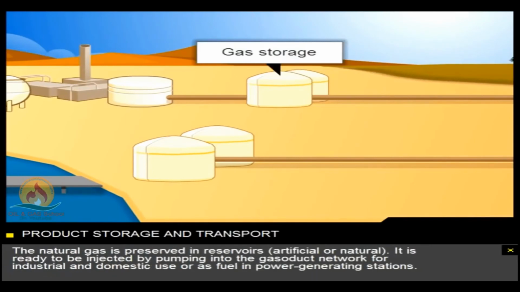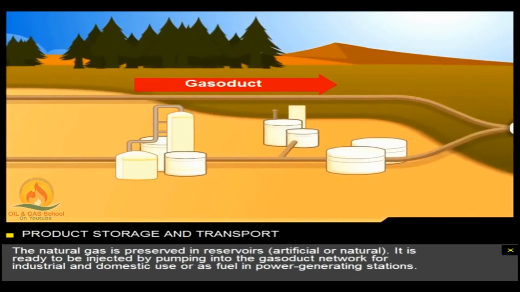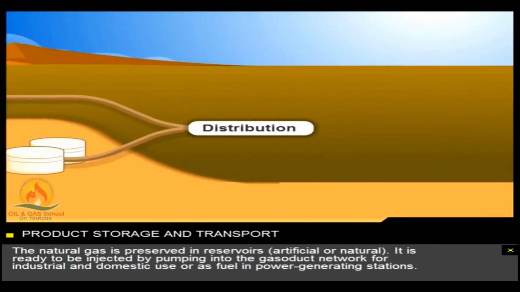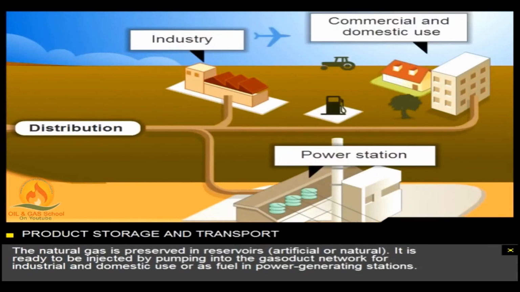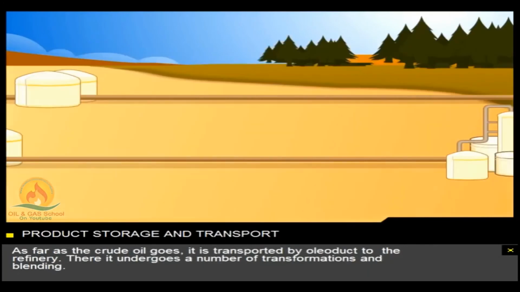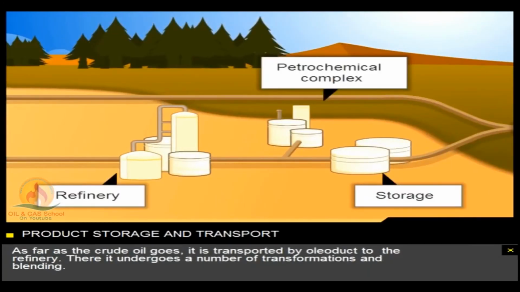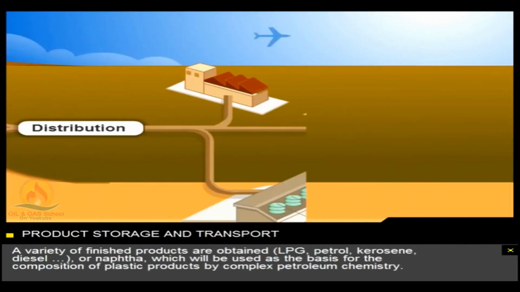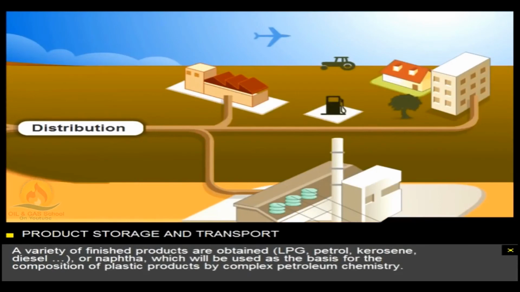The natural gas is preserved in reservoirs, artificial or natural. It's ready to be injected by pumping into the gasoduct network for industrial and domestic use, or as fuel in power generating stations. As far as the crude oil goes, it's transported by oleoduct to the refinery. There it undergoes a number of transformations and blending. A variety of finished products are obtained: LPG, petrol, kerosene, diesel, or naphtha, which will be used as the basis for the composition of plastic products.